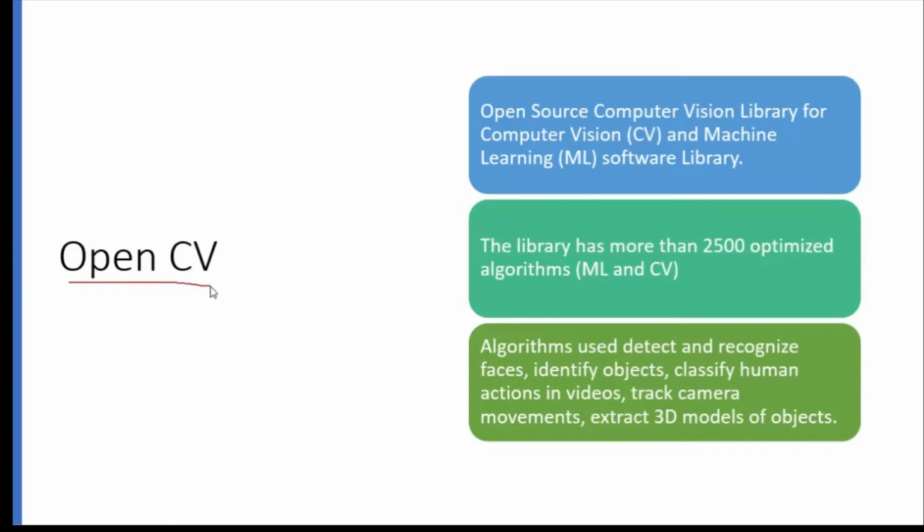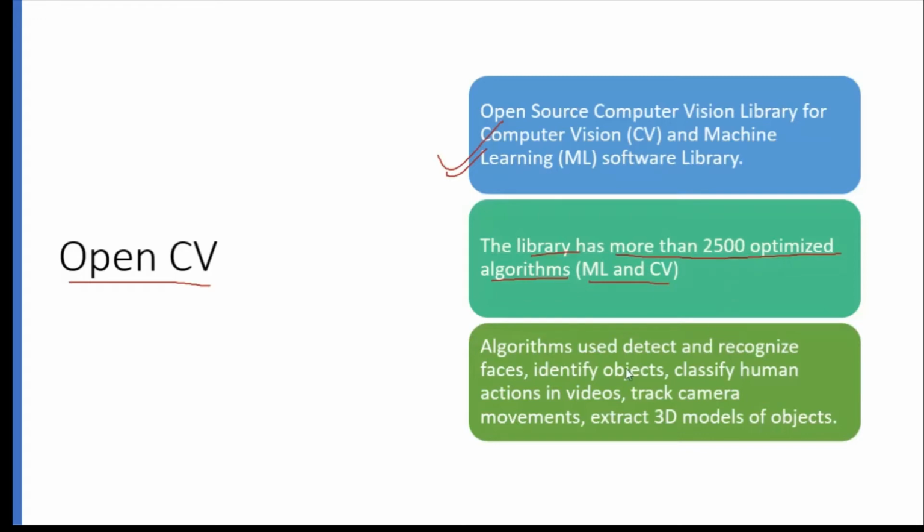It was really interesting to read about this. This is an open source library for computer vision and machine learning, and it offers support for nearly 2500 optimized algorithms and libraries for ML and CV, that is machine learning and computer vision. Now imagine its strength. It is supporting more than 2500 libraries for computer vision and machine learning.